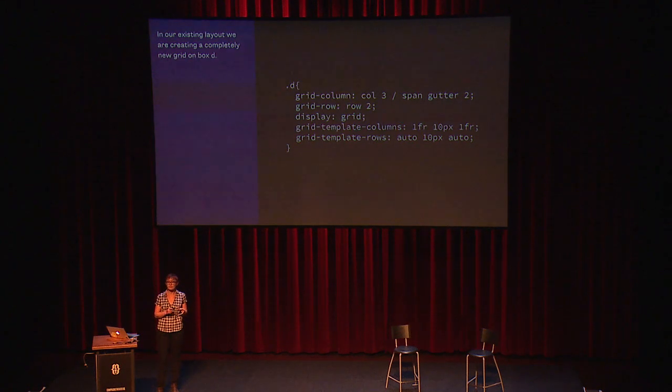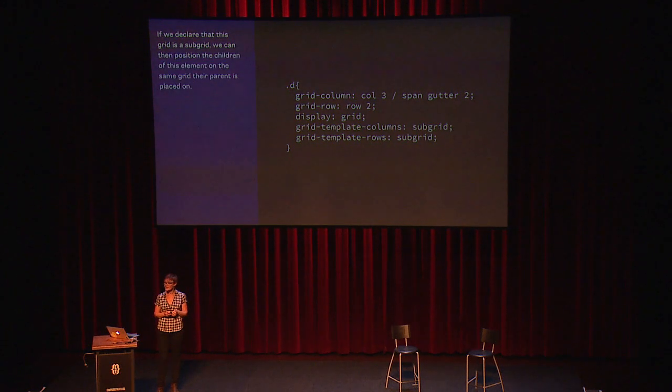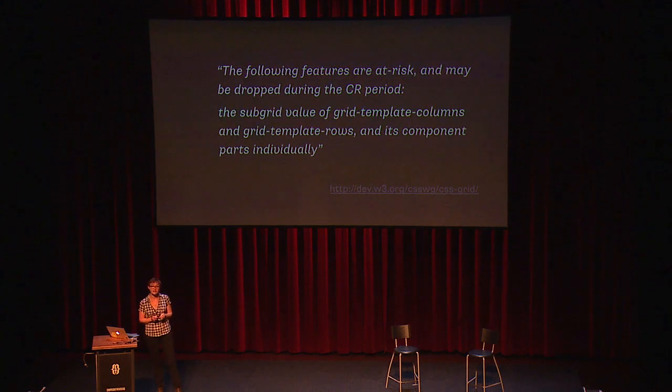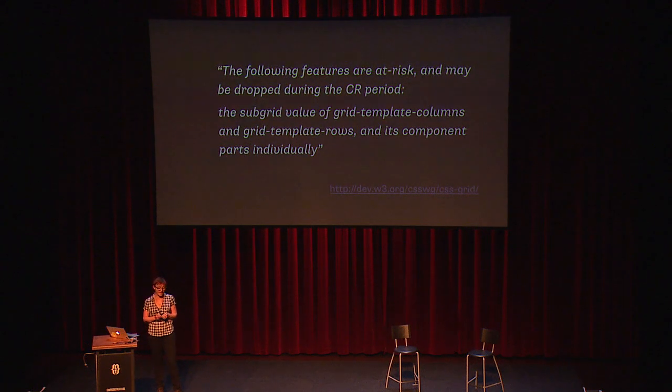So instead of setting up columns and rows on D, we'd use the subgrid keyword. And you can then use that parent grid for rows or columns or both. And if you then position child items, they'll be positioned according to the parent grid's lines. Sadly, though, that's at risk in the current level 1, which means it might be removed from the specification. It's also currently unimplemented in the Blink version. I don't think they're actually working on it. So it looks like that will probably be dropped.